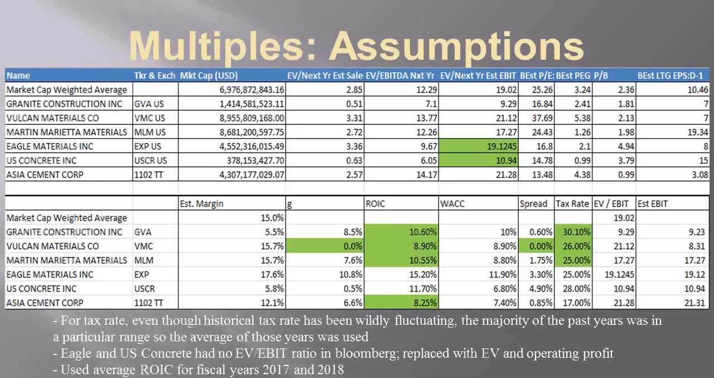Okay. So before we get into the multiples, we have to make several assumptions. For the tax rate, the historical tax rate for these companies was all over the place, but the majority of the past years was in a particular, believable range. So we wanted the average of that. The second one was that Eagle and U.S. Concrete had no EV over EBIT ratio, so we had to replace it with EV over the operating profit.